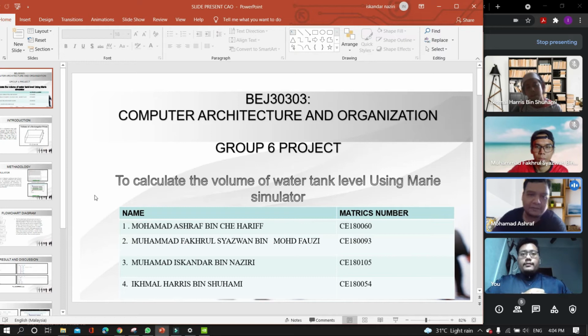For the computer architecture and organization subject, we are from group 6 for the project. The title of the project is to calculate the volume of water tank level using MARIE simulator. In our group, we have 4 members.